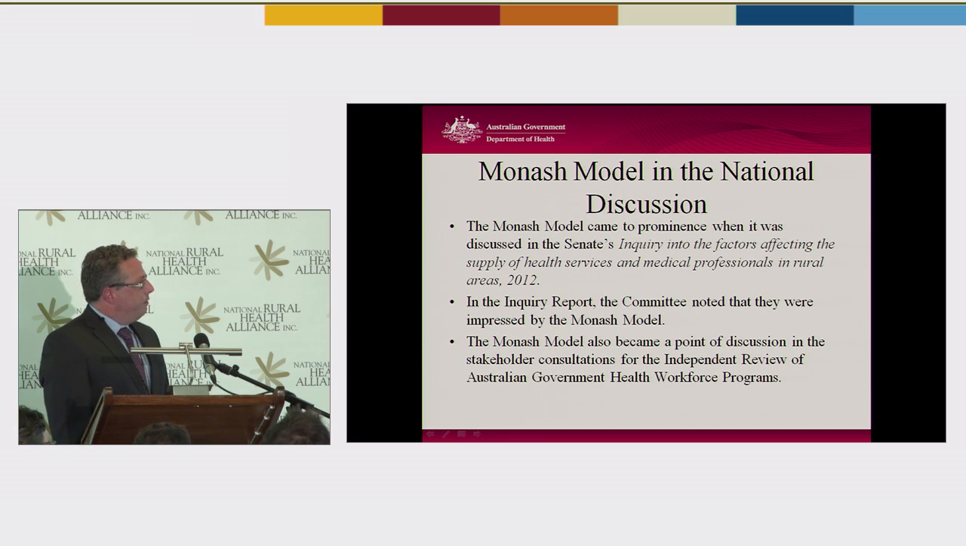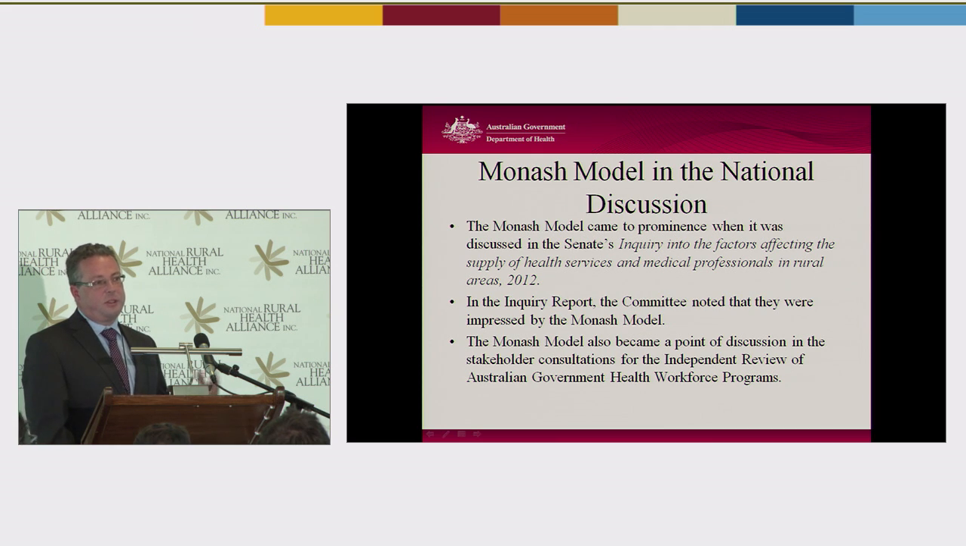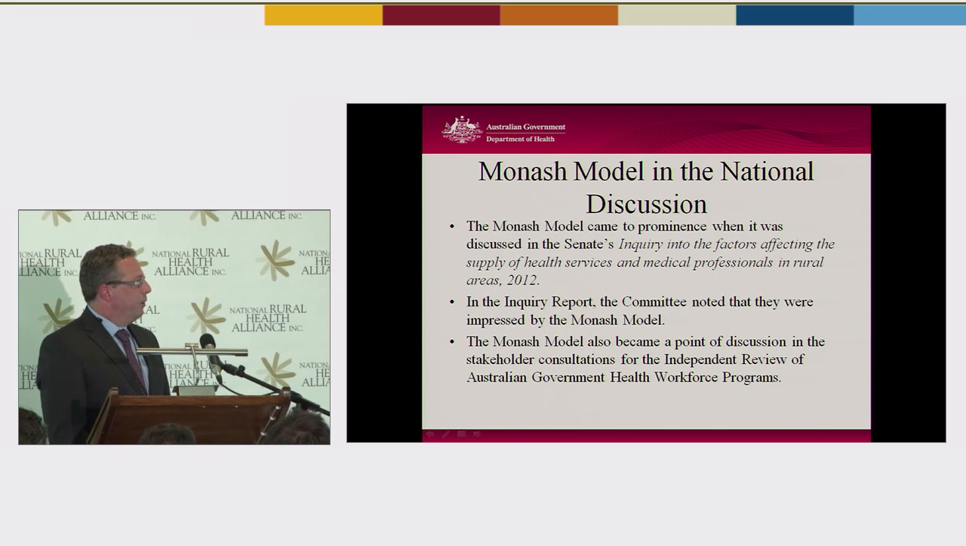The inquiry report from that committee noted that they were impressed by the Monash model. They didn't actually say the Department of Health should pick it up, but they did say the Department of Health should be looking at something like this, taking into account a number of nearby factors, as well as simply the RA measure. And naturally enough, that then led into a departmental independent review of Australian government health workforce programs, which was conducted shortly afterwards, led by Jenny Mason, and I believe a number of people here would have been part of those stakeholder consultations, as many issues were looked at, including the department's use of geographical classifications.